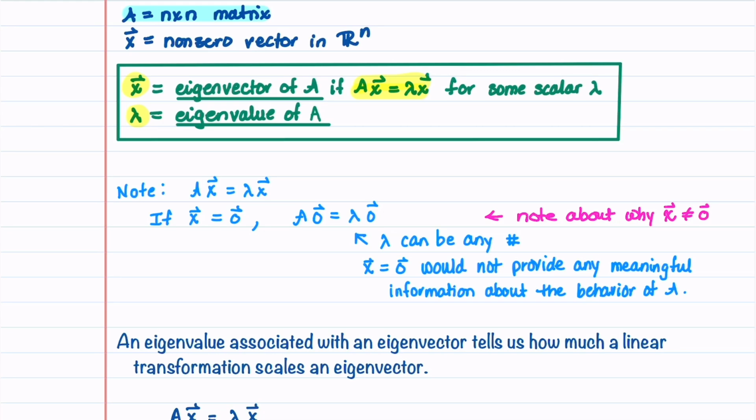I want to now use this definition to show you why an eigenvector is defined to be a non-zero vector. If we allow x to be the zero vector, this equation becomes A times 0 is equal to lambda times 0. This equation is going to be satisfied for any value of lambda, so we say that lambda can be any number. Because of this, x equal to 0 would not provide any meaningful information about the behavior of A, and that's why an eigenvector is defined to be a non-zero vector.